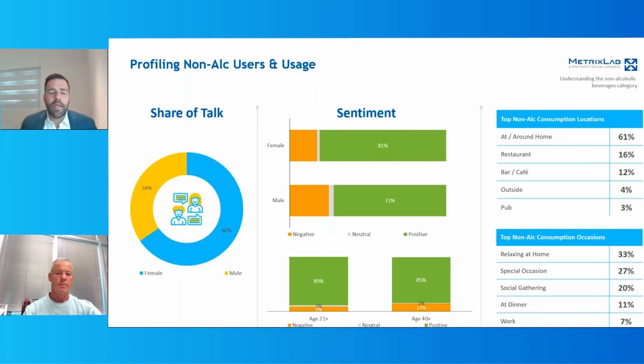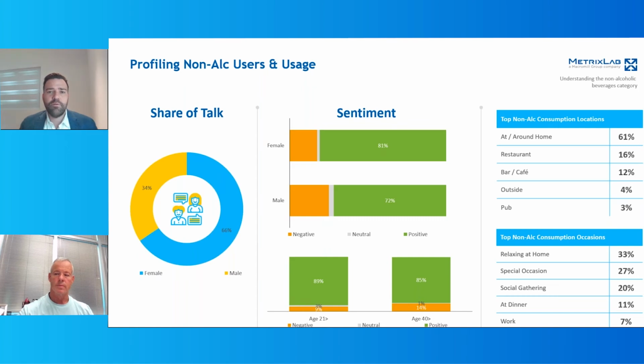So who are these people? What do they look like? And where are they drinking these products? So we have on the left-hand side there, this is a share of talk. So among those on digital and social channels that are talking about non-alcoholic options, 66% of them are female. So two-thirds of those users are female. And those females tend to have a higher positive sentiment around non-alcoholic beverages, at the 81% that you see in that middle chart. But there's certainly opportunity for males as well. They're at 72%, overwhelmingly positive in terms of their sentiment about the talk of non-alcoholic beverage offerings.